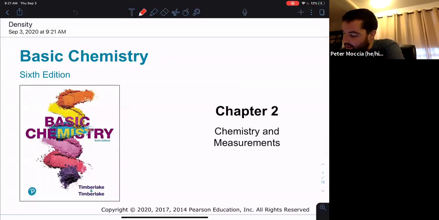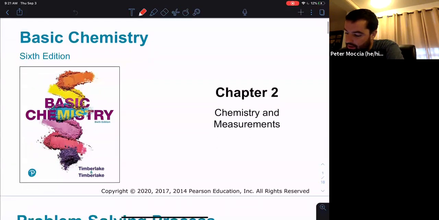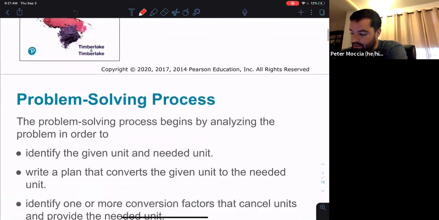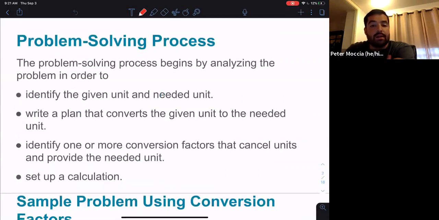How's it going, everybody? Today we are going to talk about conversions and density. So I'll try and keep this short and sweet for you guys. But first, we want to talk about the problem-solving process.